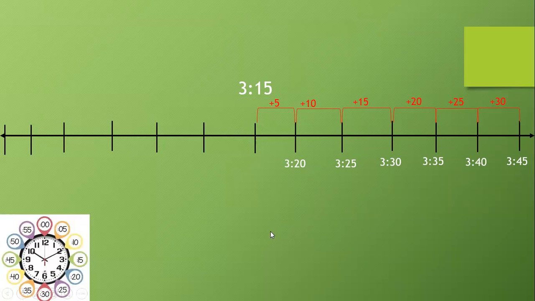Now let's begin by going backwards. -5, -10, -15, -20, -25, and -30. Let's look at our time. And once again, we can use our clock at the bottom here to help us.